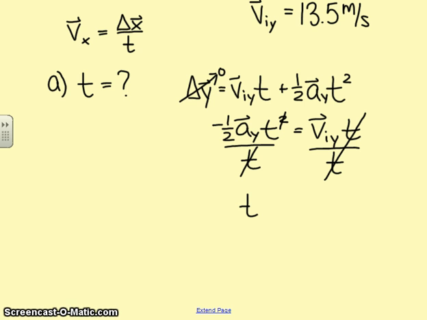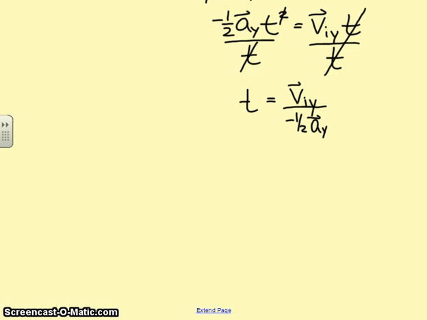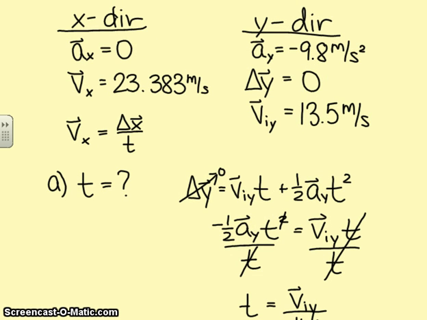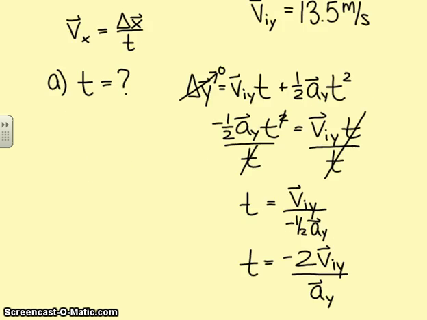Then to isolate t, I'll divide both sides by negative 1/2 a_y. And lastly, because I don't like having fractions in the denominator of something, I will get rid of that fraction in the denominator, which puts a negative 2 v_iy in the numerator, divided by a_y in the denominator. Now I can plug in numbers. Negative 2 times 13.5 meters per second divided by negative 9.8 meters per second squared.